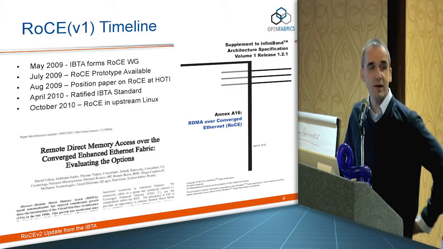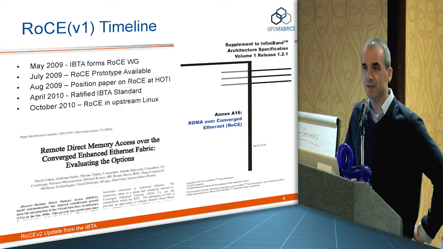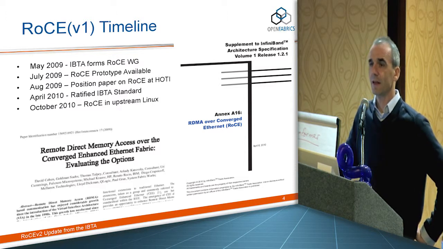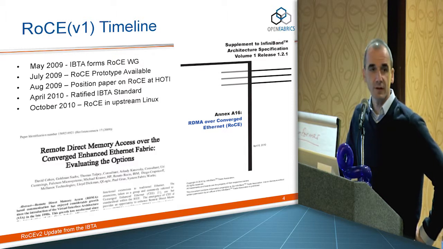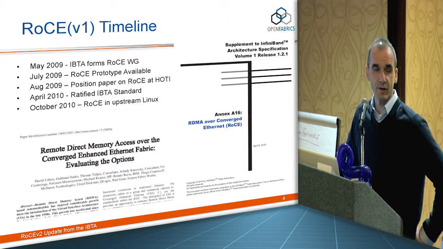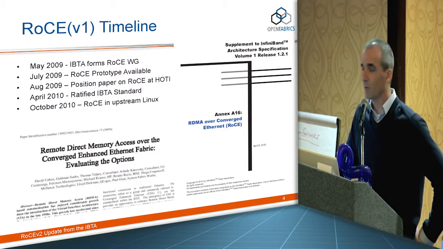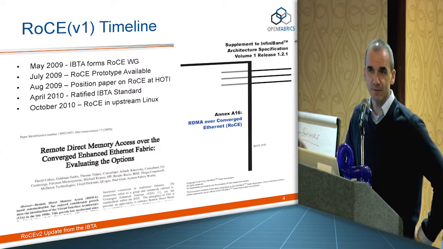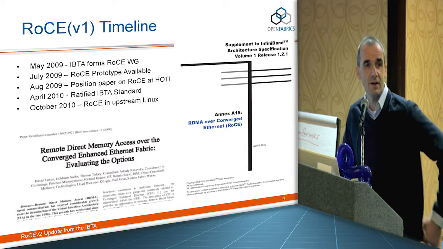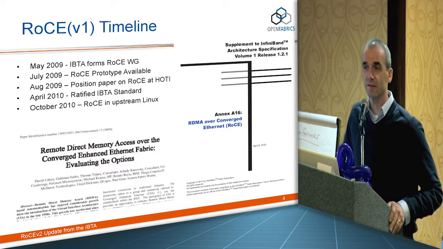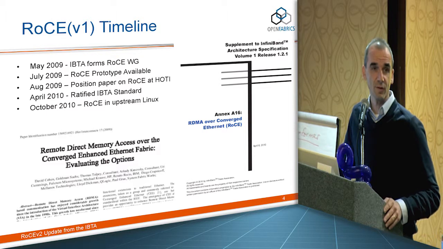It took a couple months until we had a ratified standard by the IBTA, and soon thereafter we got this included upstream in Linux, and since then it's been an available standard with products available in that space. By the way, the RoCE annex that I'm showing a picture of its cover here, it's about 15 pages long, which is in a way a testament to how cleanly layered the InfiniBand specification is, which makes this so simple and straightforward.